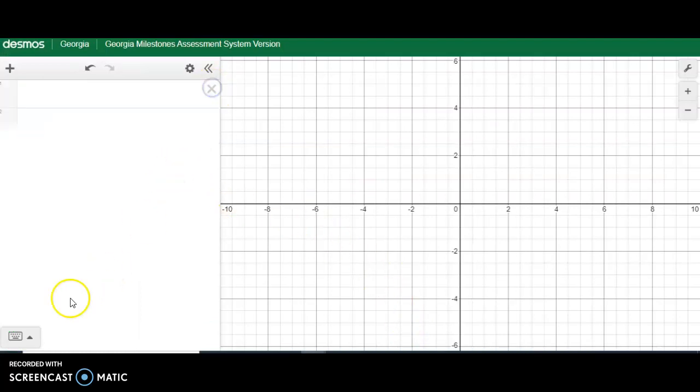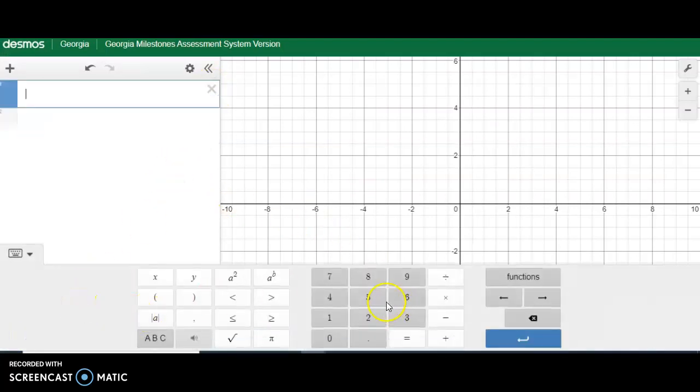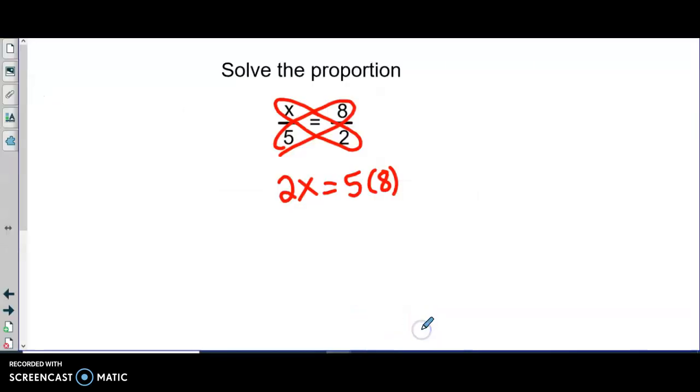I'm going to go ahead and do 5 times 8 over here. That equals 40. So I get 2x equals 40. Remember, anytime you're solving an equation, you want to get x by itself. Right now it says 2 times x. The opposite of multiplying is dividing. So I'm going to divide each side by 2 so that x is by itself. And 40 divided by 2 is 20. Of course, you can type that in your calculator if you want to double check yourself.